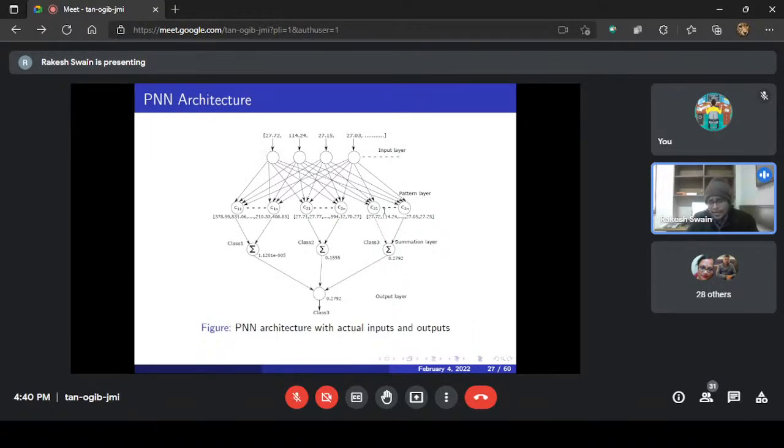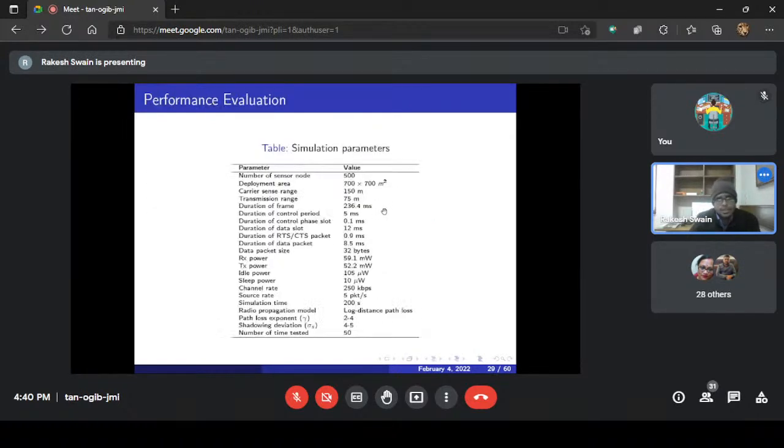So here that is the architecture. You can see the actual input and output, the PNN is used here. Okay, I'm going to discuss that here, then go to the implementation part.